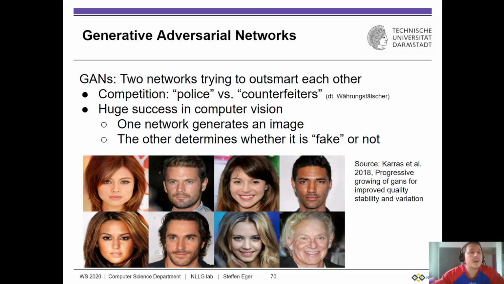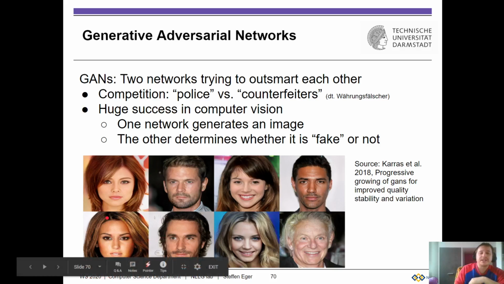Another cool thing is generative adversarial networks. And here the idea is that you have two networks that are connected to each other, and they try to outsmart each other. So one of those networks goes by the metaphor of counterfeiter, which in Deutsch is Währungsfälscher, and the other network goes by the metaphor name of police. So what the counterfeiters, the first network, are trying to do is make fake data. So in computer vision, fake data could be a fake image.